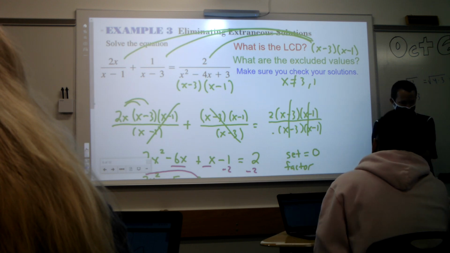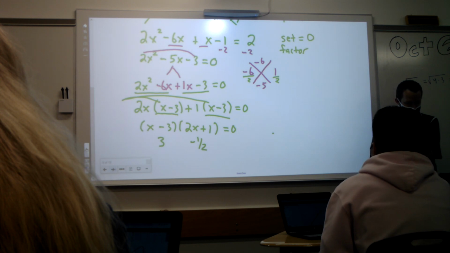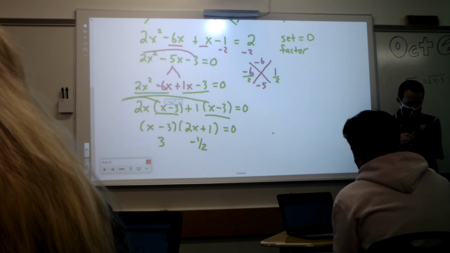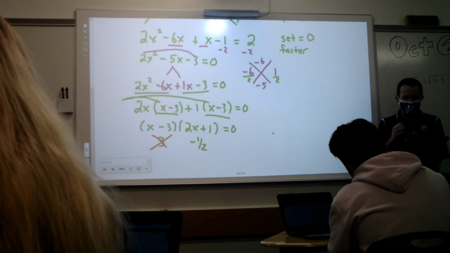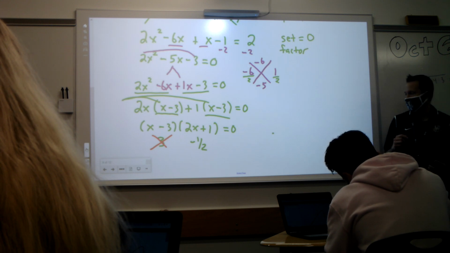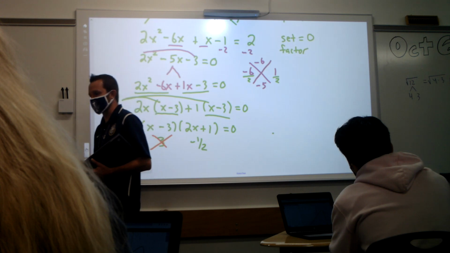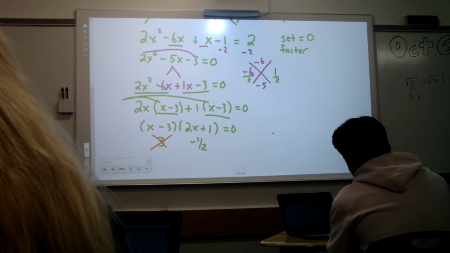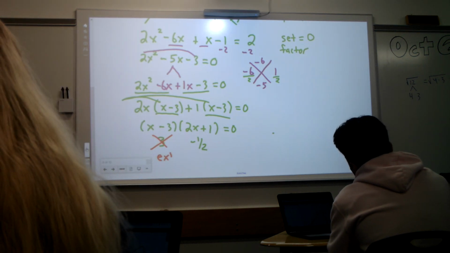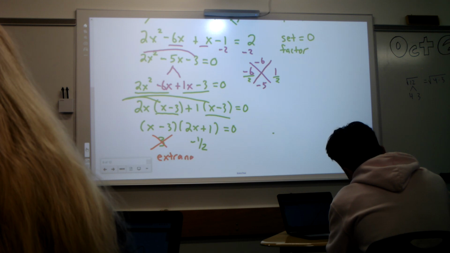Extraneous. There we go. What that tells us is that this is a fake solution. Okay? So we're going to cross it out and say, nope, that's not a real solution. The reason why is if I plug it in, it would make me divide by 0, which would make it undefined. So I'm going to actually write in here, that is an extraneous solution.